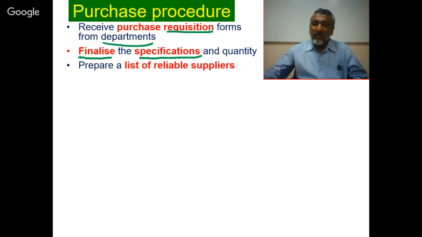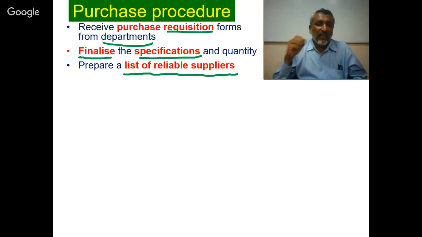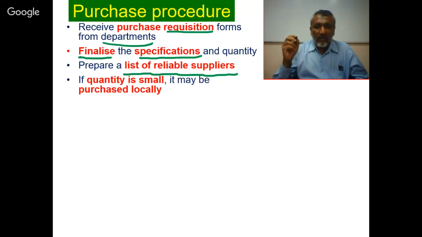Next, prepare a list of reliable suppliers for the product. That is, in the market, there may be different suppliers for the product. We may have to make a list of the reliable suppliers, either by market analysis or from our past experience. A list of suppliers will be prepared.